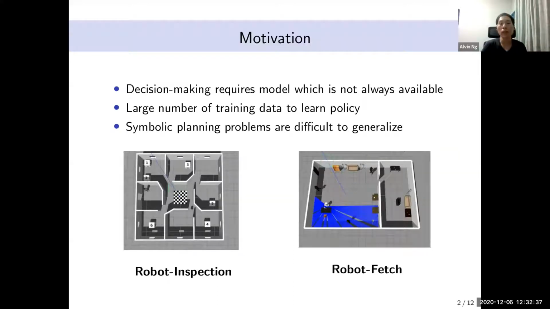A second motivation is that we want policies that have been learned to be able to generalize across different planning problems of the same domain. This is typically difficult for symbolic planning problems where the model is unknown.